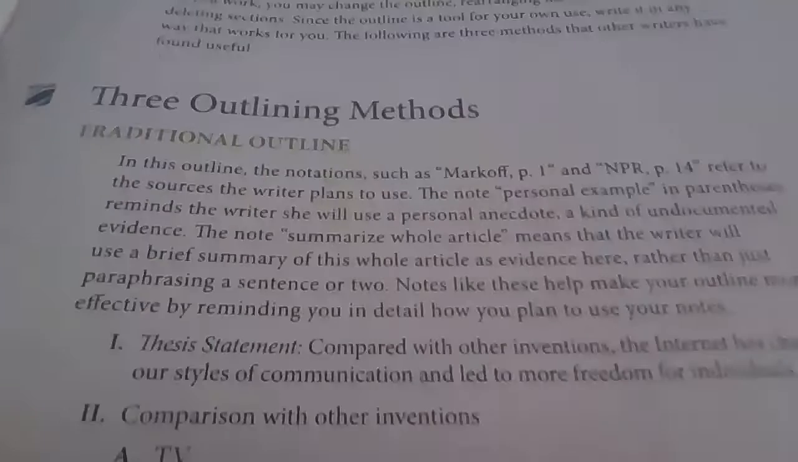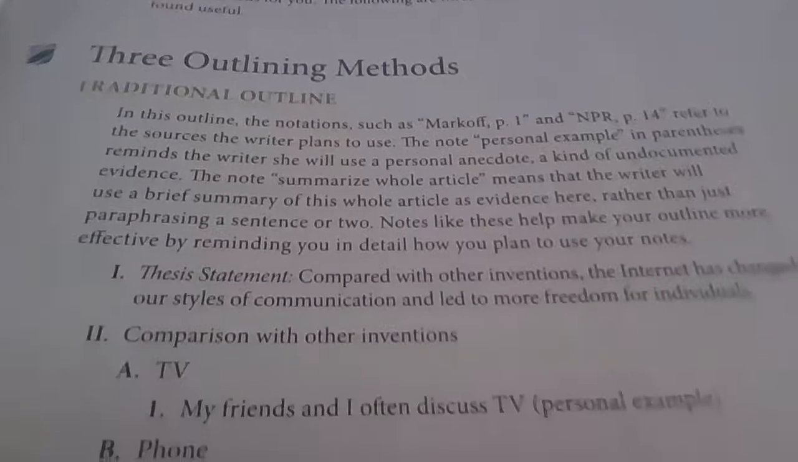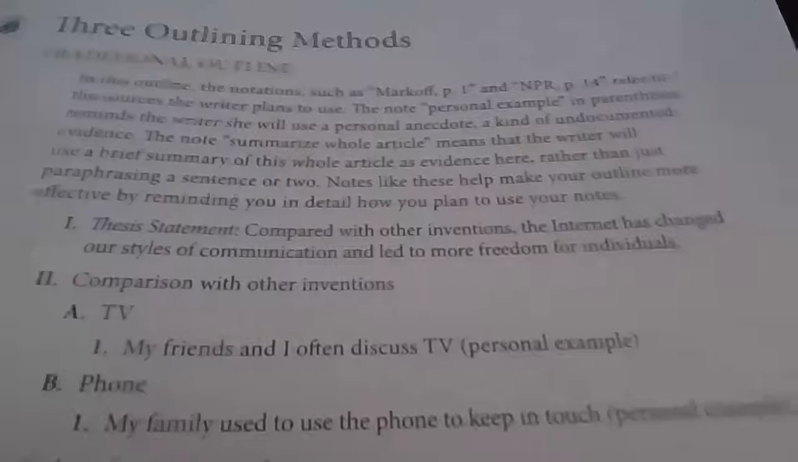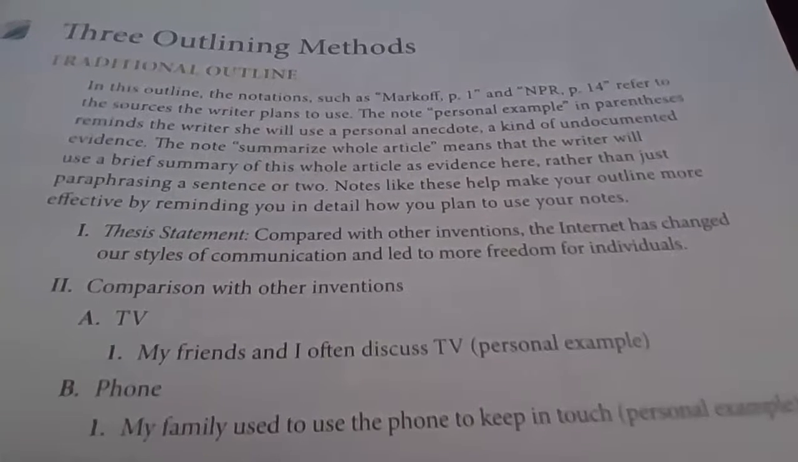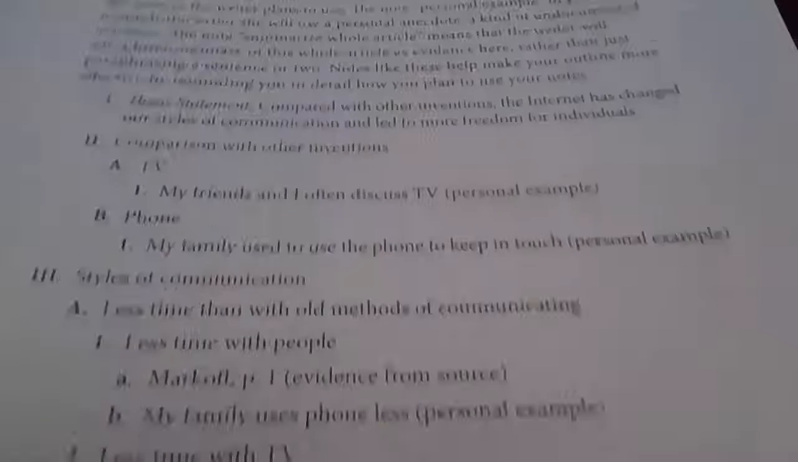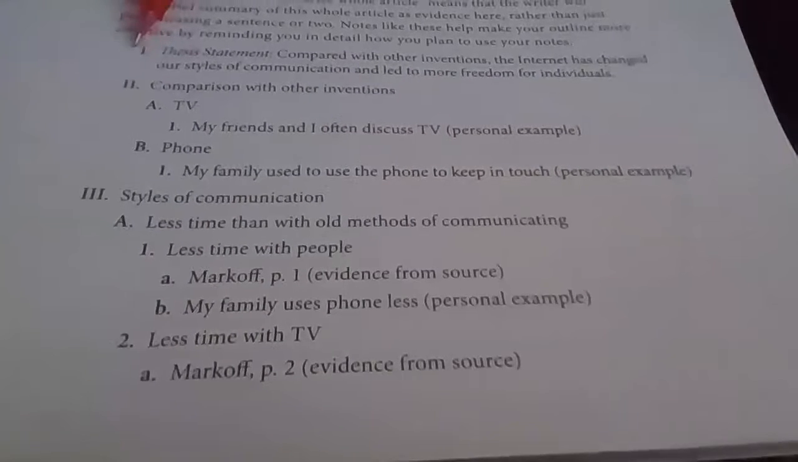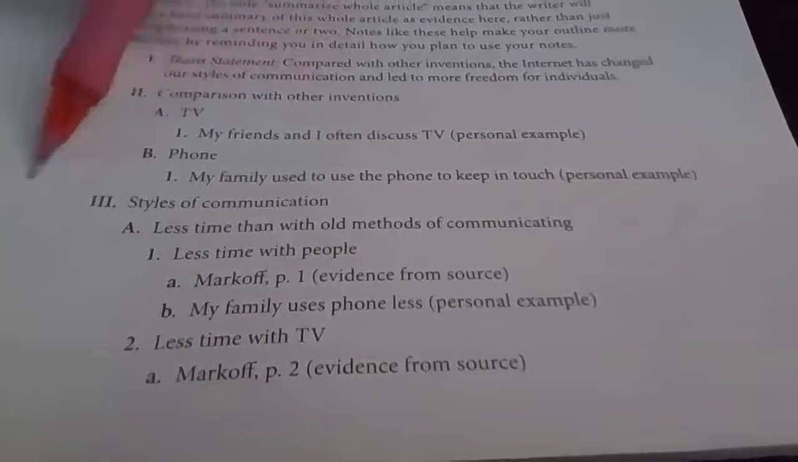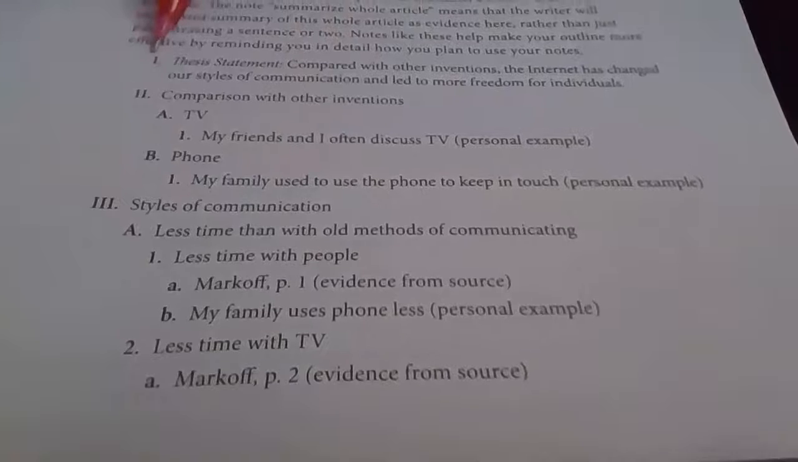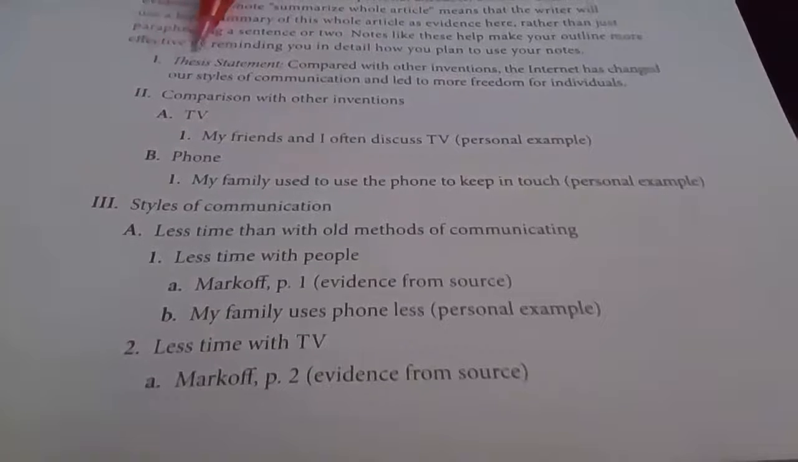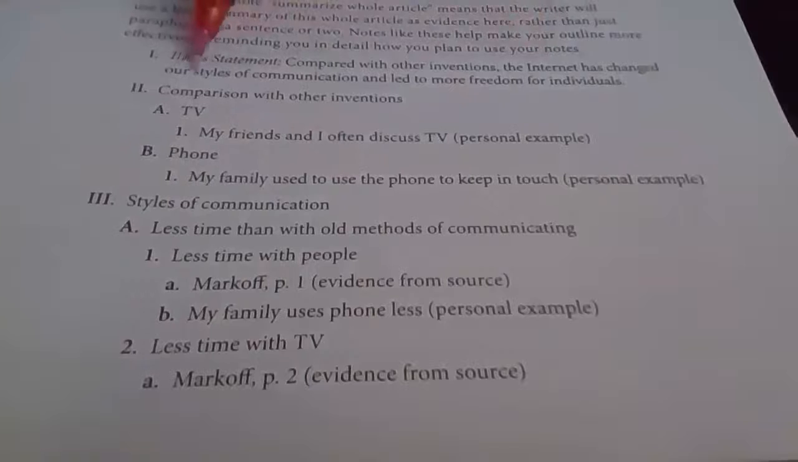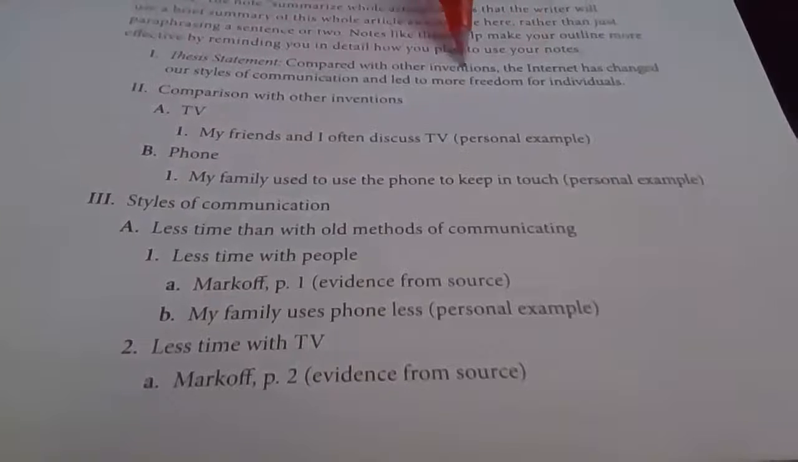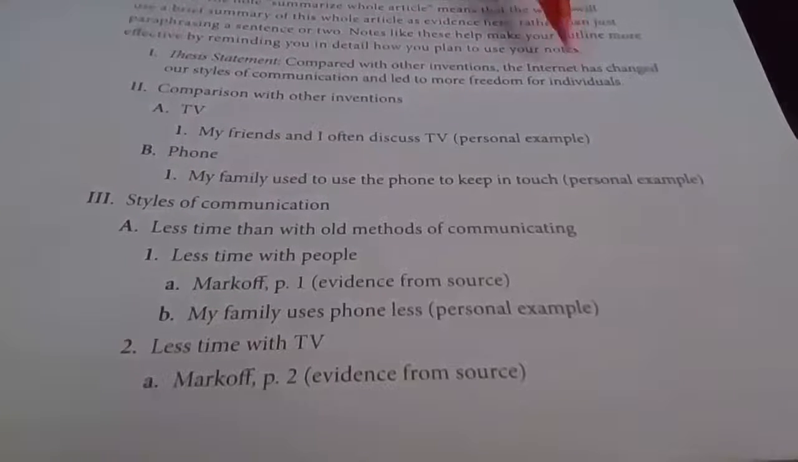I know this book is about to explain 3 outlining methods. You could try the other 2, but I'm really just going to focus on the traditional outline. In my opinion, I really think this is the best, fastest way to do it. This is the whole Roman numeral style that we usually use, the 1, 2, 3. 1 usually is going to be our introduction. So that means we have our thesis: compared with other inventions, the internet has changed our styles of communication and led to more freedom for individuals, right?